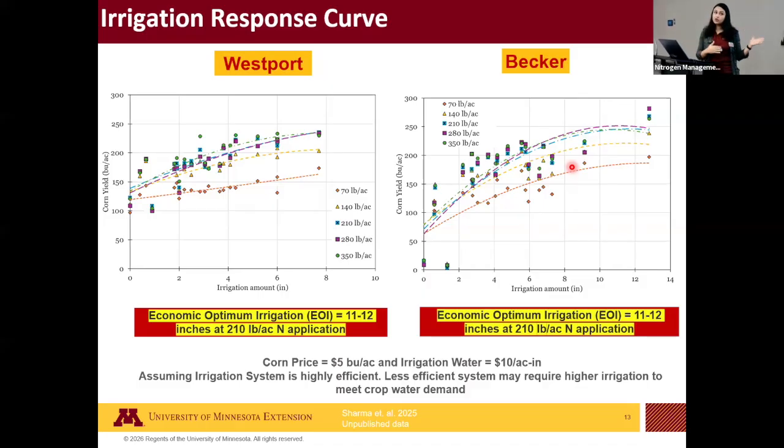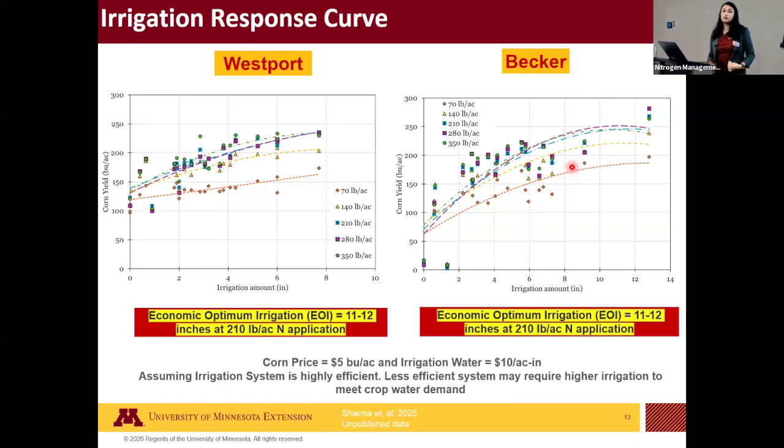At both locations, we found that around 11 to 12 inches of irrigation, not total water, just irrigation, is required. And this is just for one nitrogen rate, the one closest to our EONR in this study, around 210 pounds of nitrogen per acre. It might change with the different nitrogen rates that we have in this study.